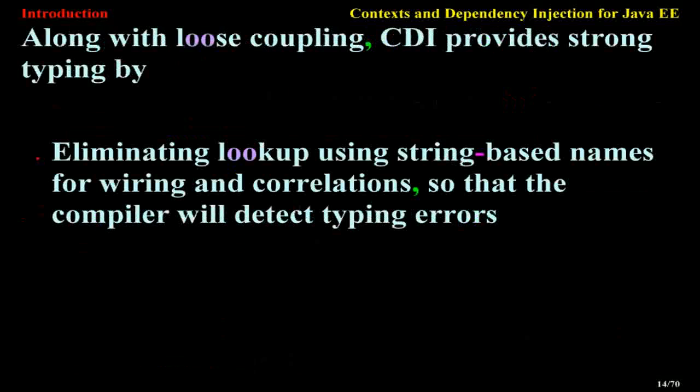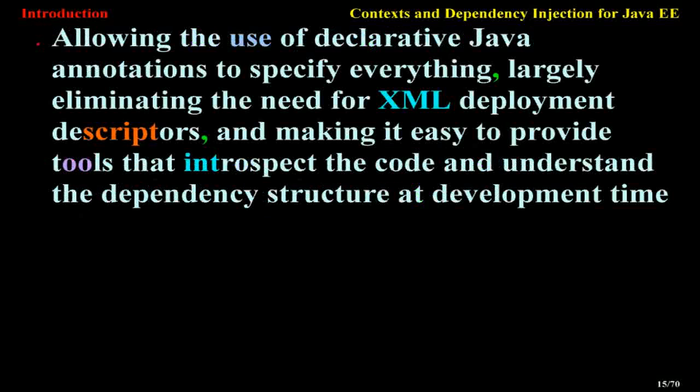Along with loose coupling, CDI provides strong typing by eliminating lookup using string-based names for wiring and correlations, so that the compiler will detect typing errors. It allows the use of declarative Java annotations to specify everything, largely eliminating the need for XML deployment descriptors, and making it easy to provide tools that introspect the code and understand the dependency structure at development time.